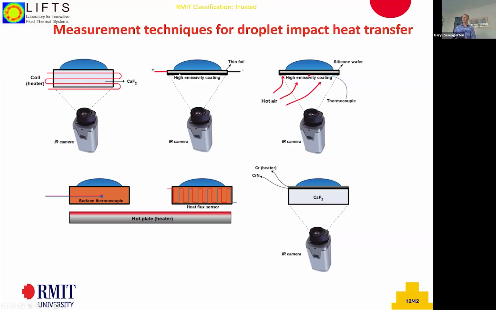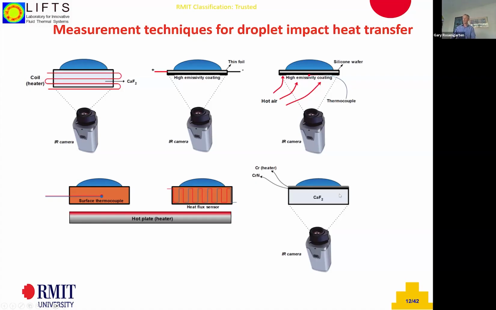You can have a thin foil, heat that foil and have a high emissivity coating on the back. You want the high emissivity so you can calibrate your infrared camera, and that foil can be the substrate and the heater. You could do it on silicon wafer a similar way, and we've done hot air convection heating on that, and we have a thermocouple to calibrate that as well. Silicon's also slightly transparent to infrared, but we put a high emissivity coating there. What I'll talk about later is we've used very thin thermocouples heated with a hot plate, and heat flux sensors, very fine heat flux sensors.